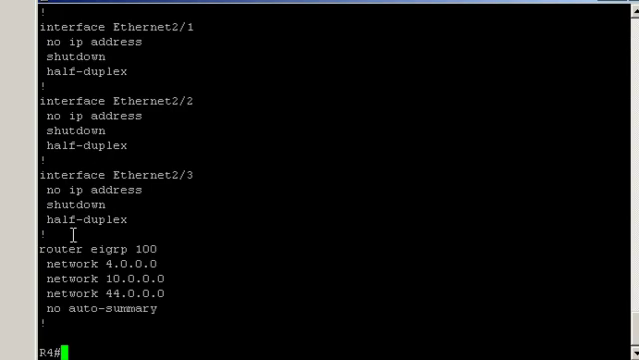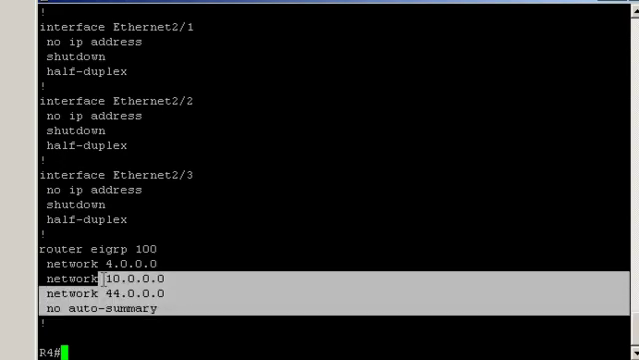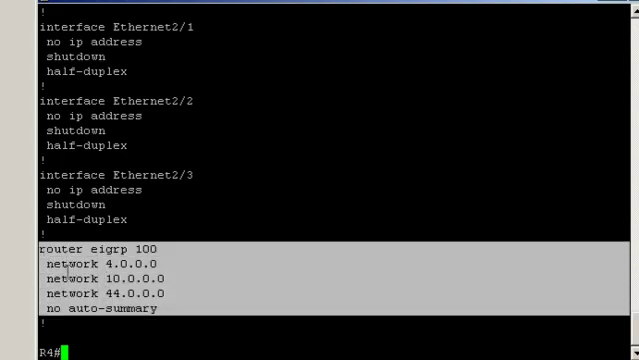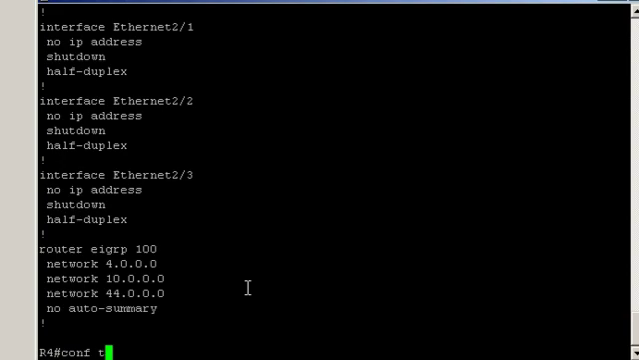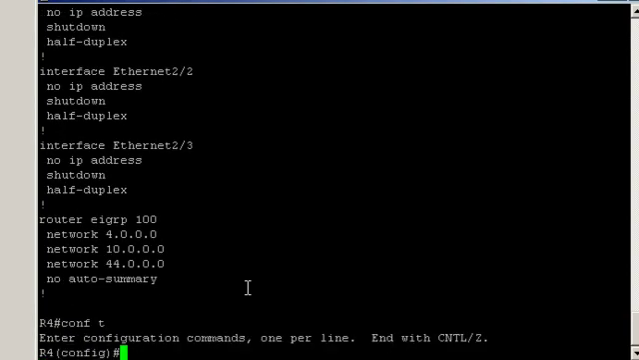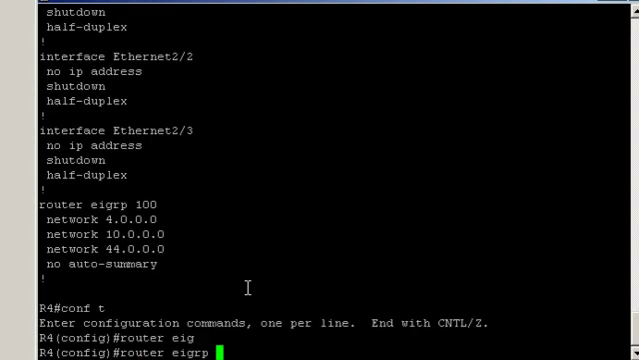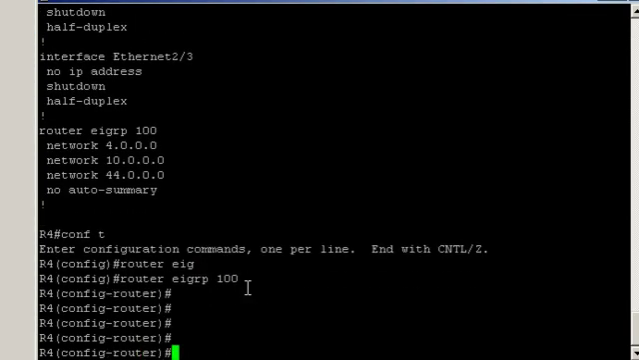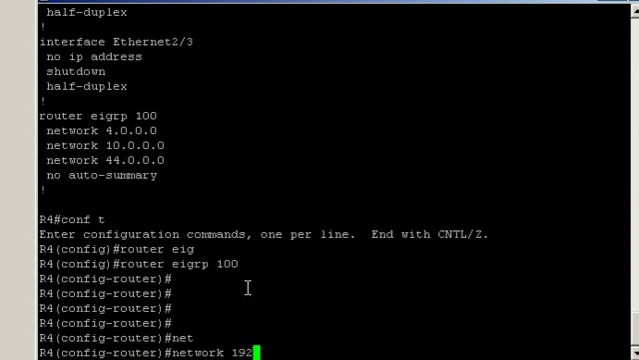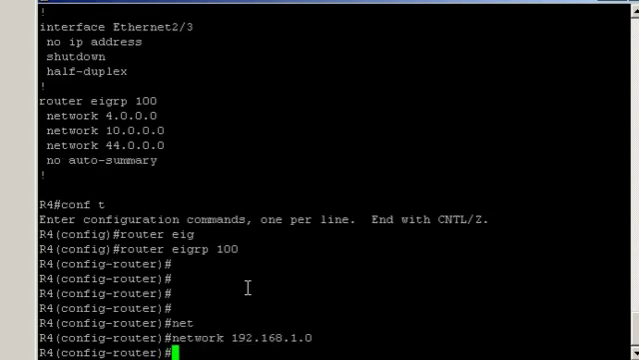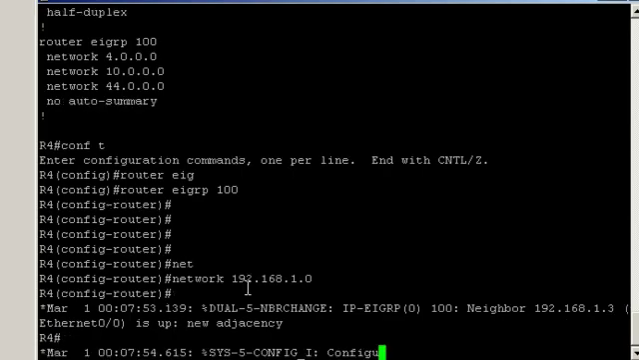Well, there would be two reasons for us not seeing routes from router 3. The first is, as you see here, I just forgot to enable EIGRP on Ethernet 0/0. The second, and we'll see that later, is that I probably have split horizon enabled on router 2. So let's just enable it here. Network 192.168.1.0. Okay, that fixed it.